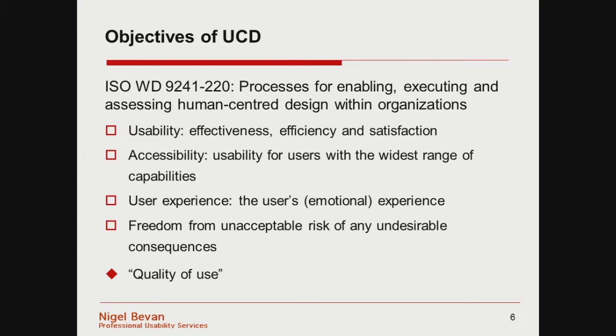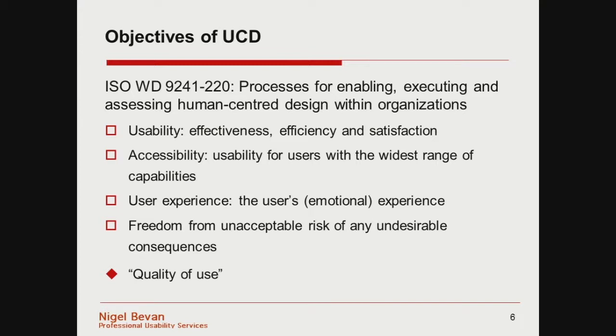And we all know accessibility is important. It's very closely related to usability, defined in this ISO standard as usability for users with the widest range of capabilities. User experience brings in particularly users' emotional experience. And then I want to talk particularly today about being concerned with controlling unacceptable risks of undesirable consequences when you use systems. Now, we needed a term for this. Some of you may have heard of the ISO term quality in use. Well, this is even broader. Quality in use was usability and dealing with risks.